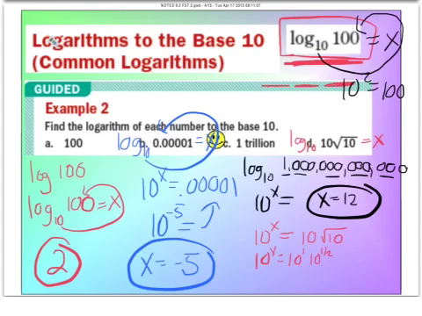What you do in mathematics is you would add those exponents. So 10 to some power is equal to 10 to the 3/2 power. Therefore, x in this case is the number 3/2. So log base 10 of 10 times the square root of 10 is the number 3/2.